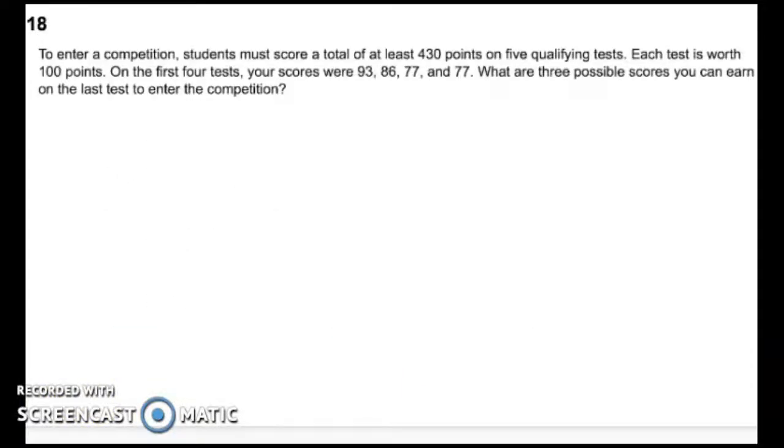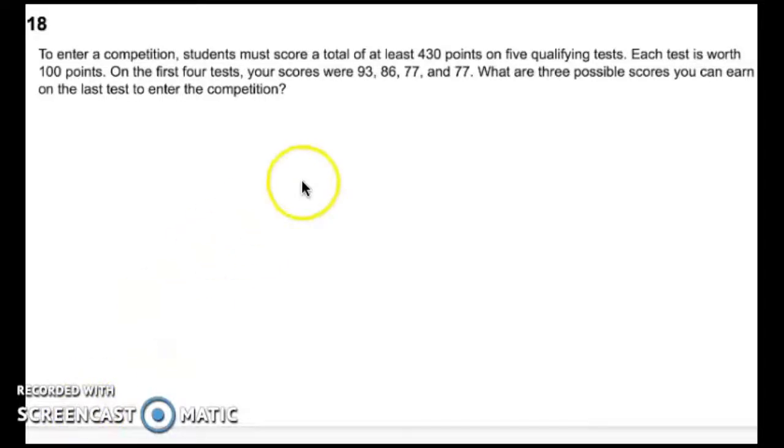Going to number 18. To enter a competition, students must score a total of at least 430 points on 5 qualifying tests. Each test is worth 100 points. On the first 4 tests, your scores were 93, 86, 77, and 77. What are 3 possible scores you can earn on the last test to enter the competition?